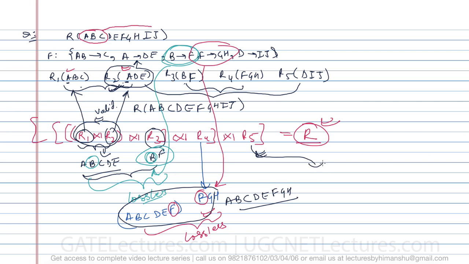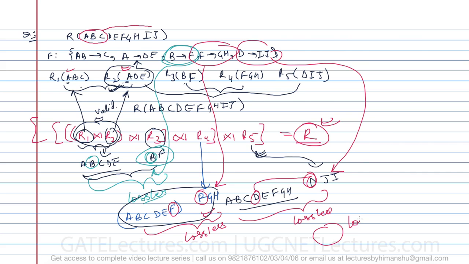And if you take the relation R5, it has the attributes D, I and J. So here D is a common attribute. From this functional dependency you can say D is a key attribute in this table, therefore this decomposition is also lossless. So if we combine everything, we get a lossless table. So you can say the above relation is showing a lossless decomposition.